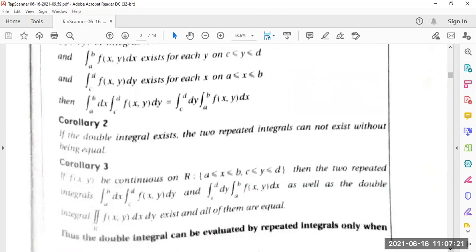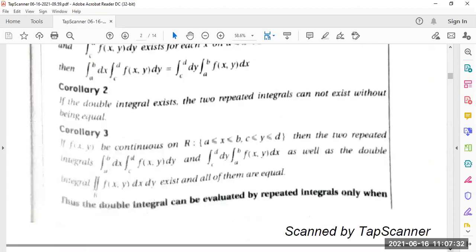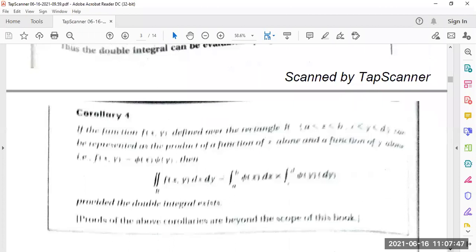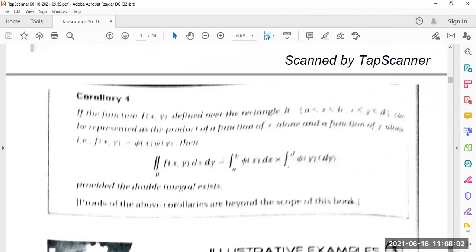If the double integral exists, the two repeated integrals cannot exist without being equal. The repeated limit exists when both of the integrals are equal. Now corollary 3 is given. It is less important. Thus the double integral can be evaluated by the repeated integral only when both of the integrals are equal. Corollary 4 is given here. Actually, it is too hazy, so I'll give this part again.